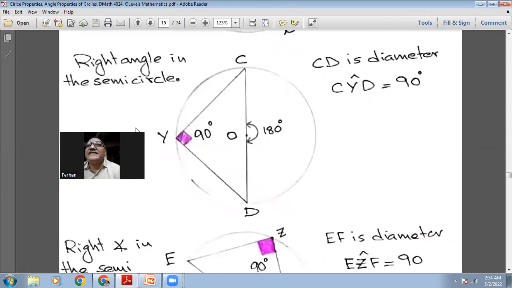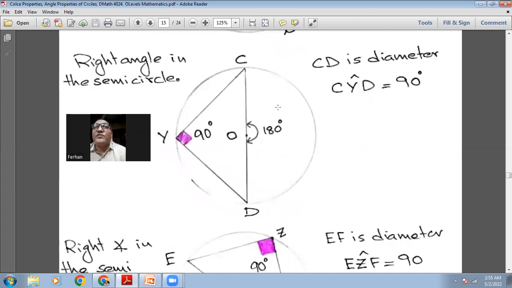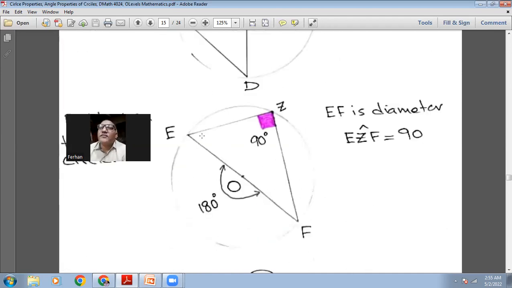For example, the same property, and I will try to explain it again. CD is a diameter. Why is it a diameter? Because it is passing through the center, and C and D are the 2 points on the circumference. If I join C with a point on the circumference and D with the same point on the circumference, this angle formed at the circumference by this diameter will be 90 degrees. We call this the right angle in the semicircle.